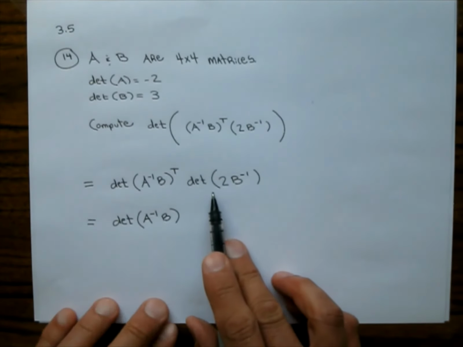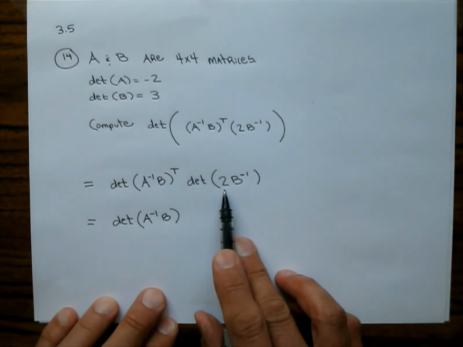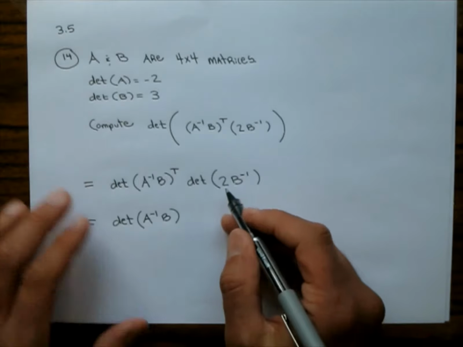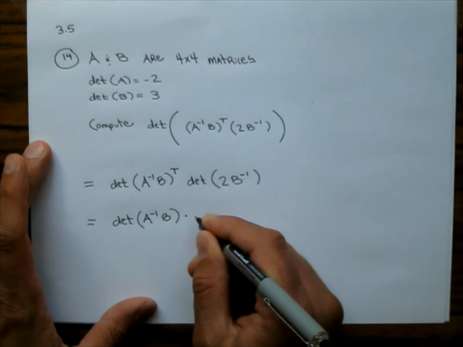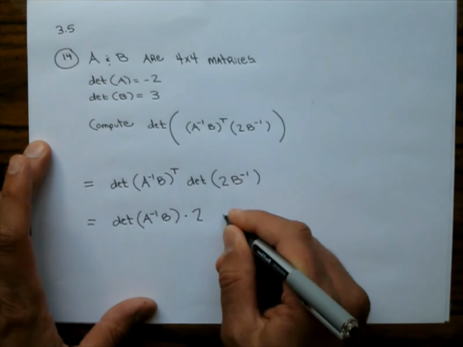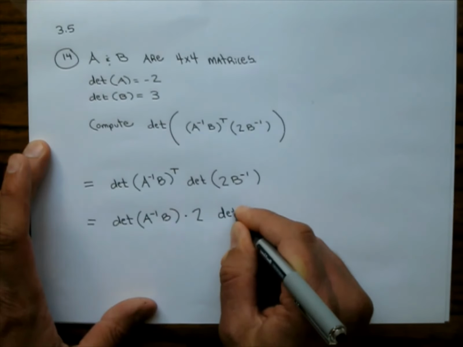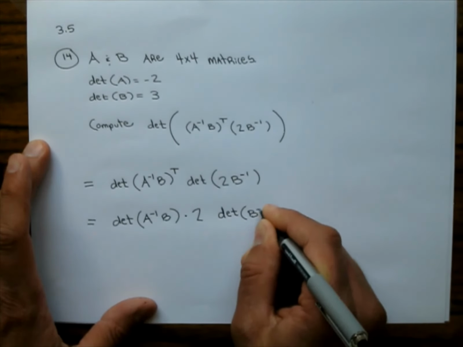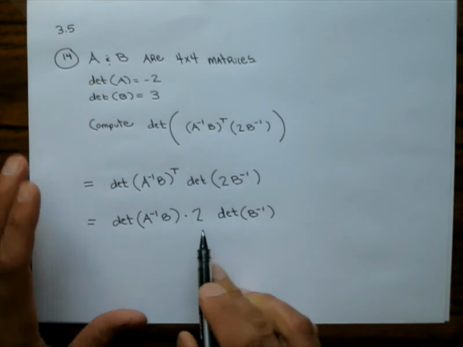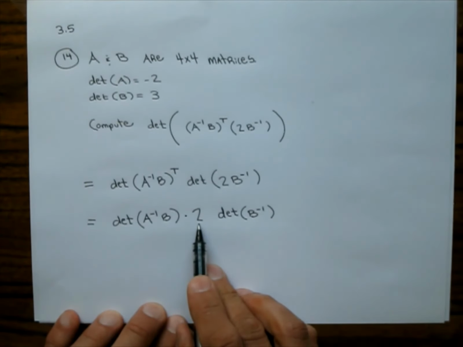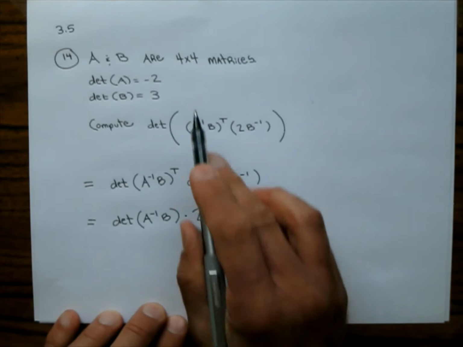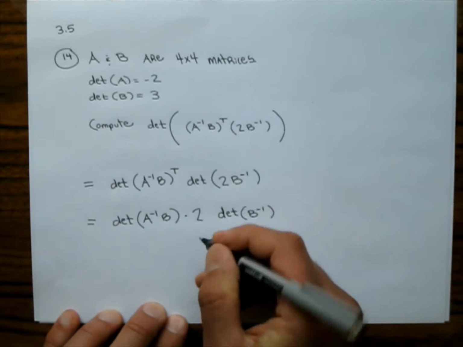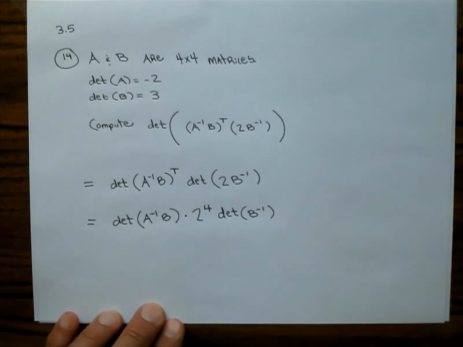And then over here, we're going to have to use that property where there's a scalar. Now, a lot of people do this: they go scalar times the determinant of B inverse. But that's not really what it is. It's going to be the scalar raised to a power. The power comes from the size of the matrix. It's 4x4, so it's 2 to the 4th power.